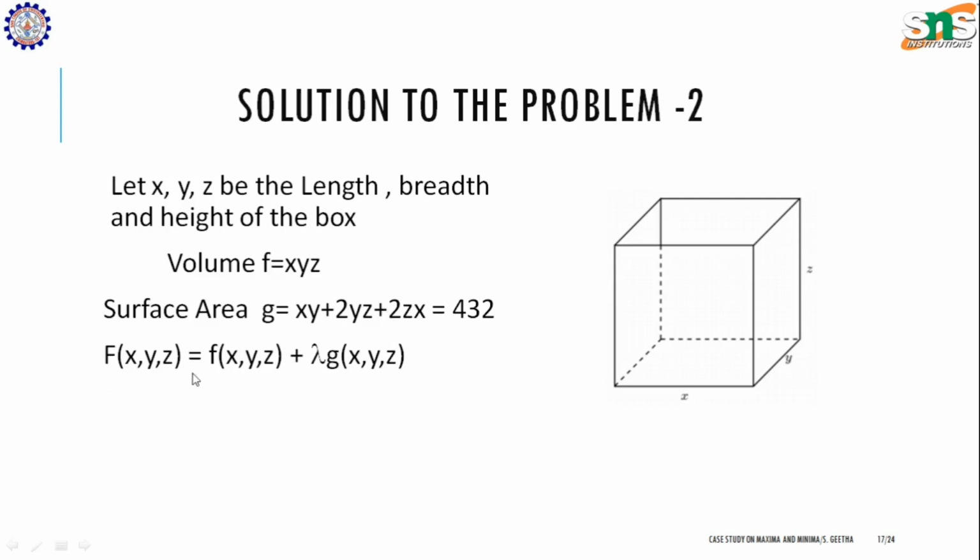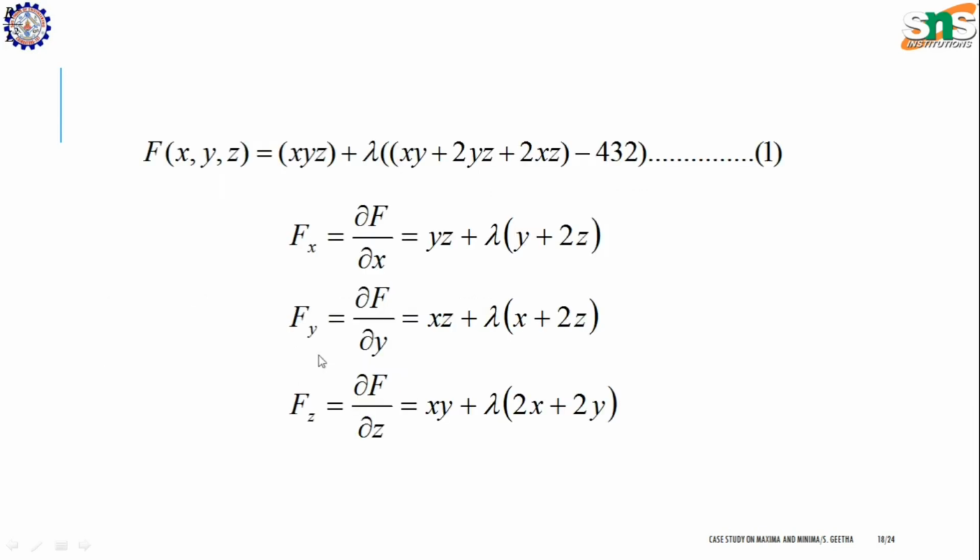So capital F of x, y, z equal to f of x, y, z plus lambda into g of x, y, z. Now capital F of x, y, z is equal to xyz plus lambda into xy plus 2yz plus 2xz minus 432.